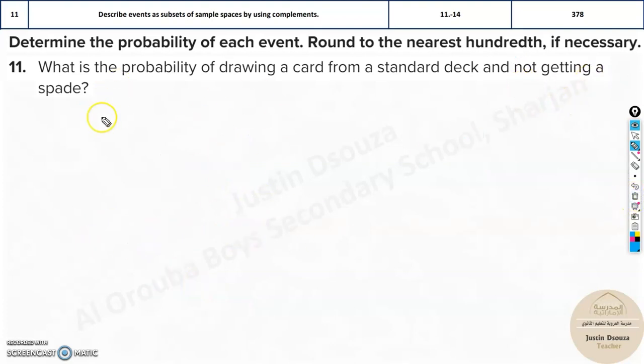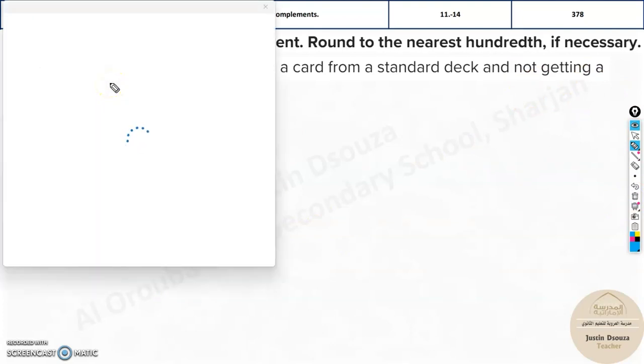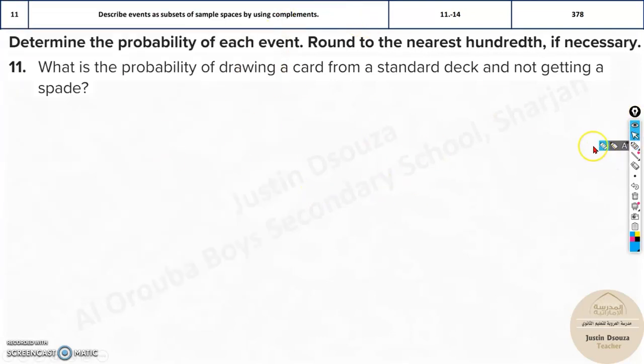So, not getting a spade. It is a long method to calculate the probability of not getting a spade. Basically, you have to calculate all the others, that is the probability of hearts, diamonds, and clubs. You have to find the probability for all of these, which is basically not getting a spade, right?